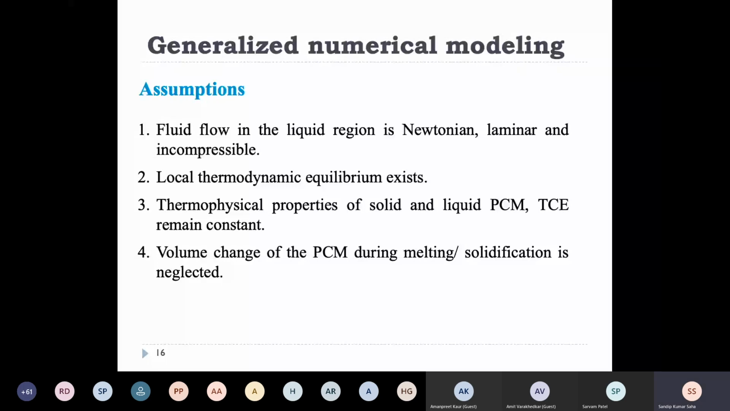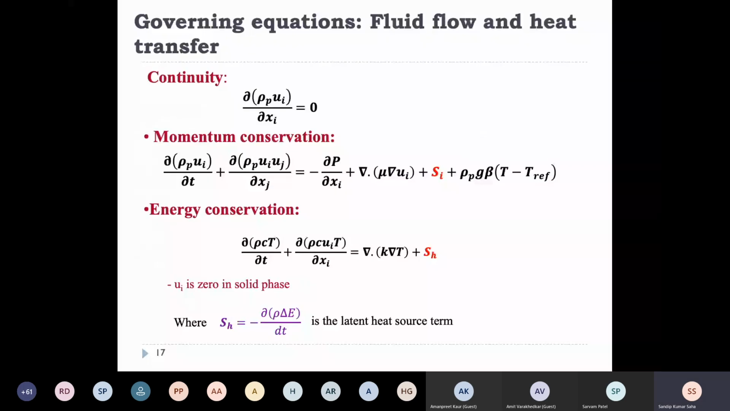Now the continuity equation is written as it is, where del u by del x equal to 0. The momentum equation is obviously the Navier-Stokes equation, only you see that there is a source term, S_i, introduced in the momentum equation. The energy equation is as it was, only I have introduced one advection term on the left hand side.